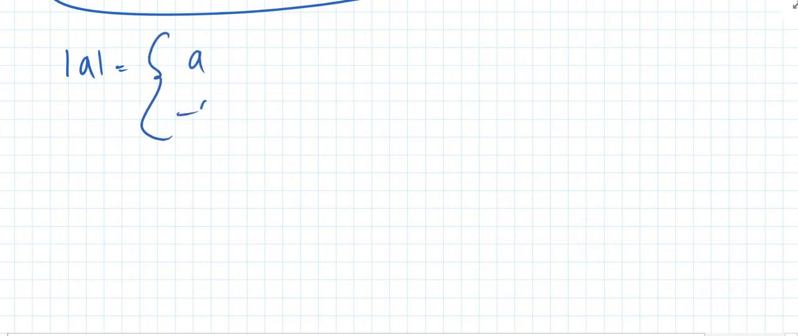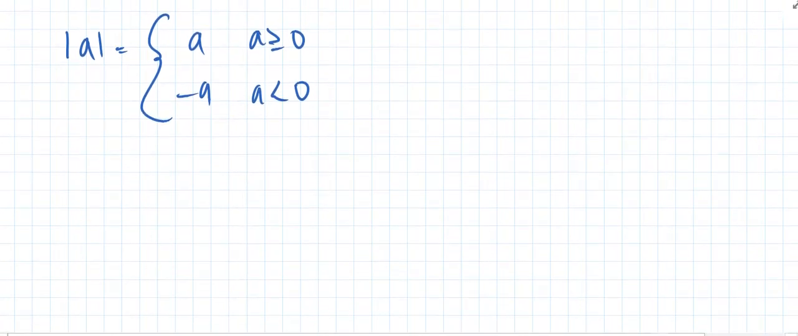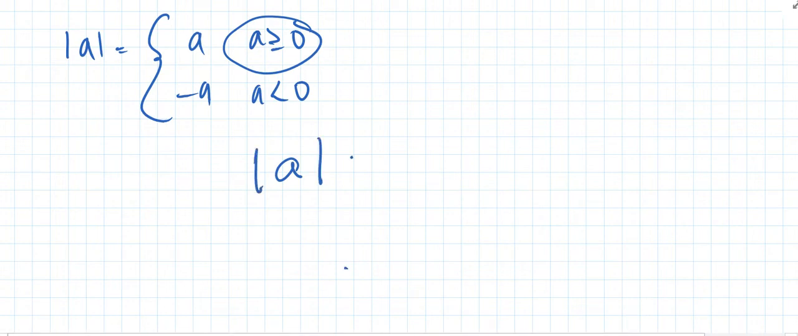Absolute value of a is a or negative a. It's a when a is greater than or equal to 0, and it's negative a when a is less than 0. Granted, we haven't learned what piecewise functions are yet, but basically, if you read this, it says it's going to be the number that's inside the vertical bars if that number is greater than or equal to 0.